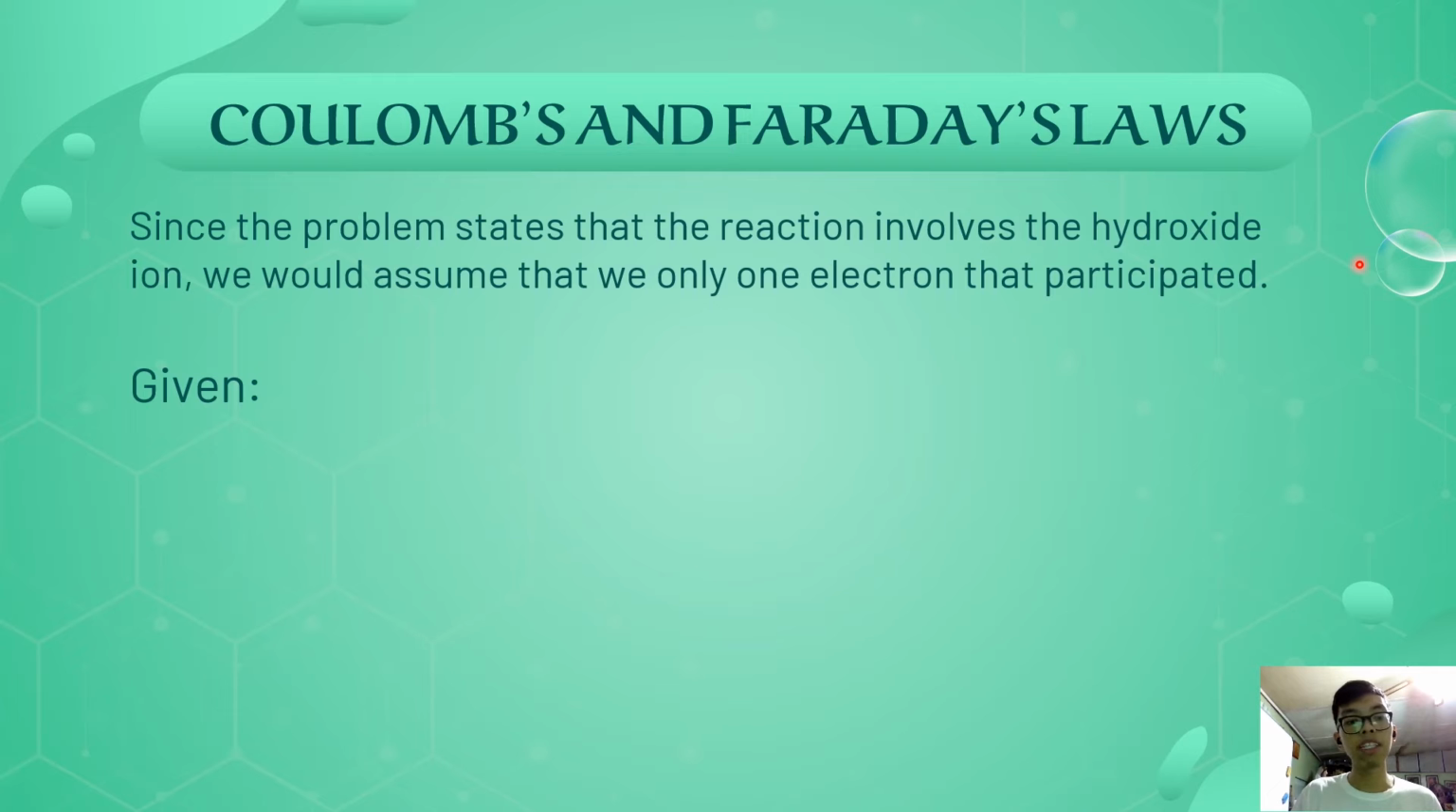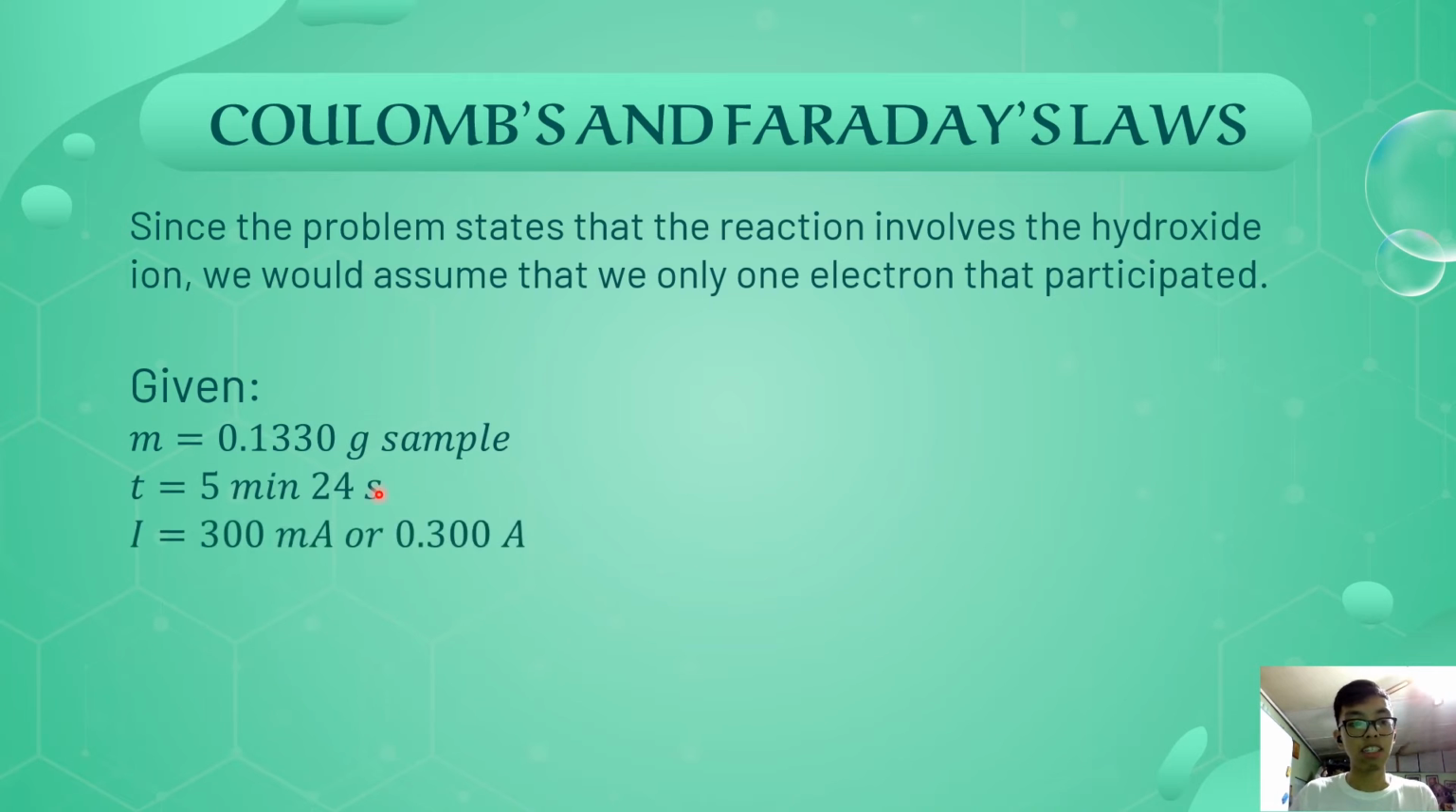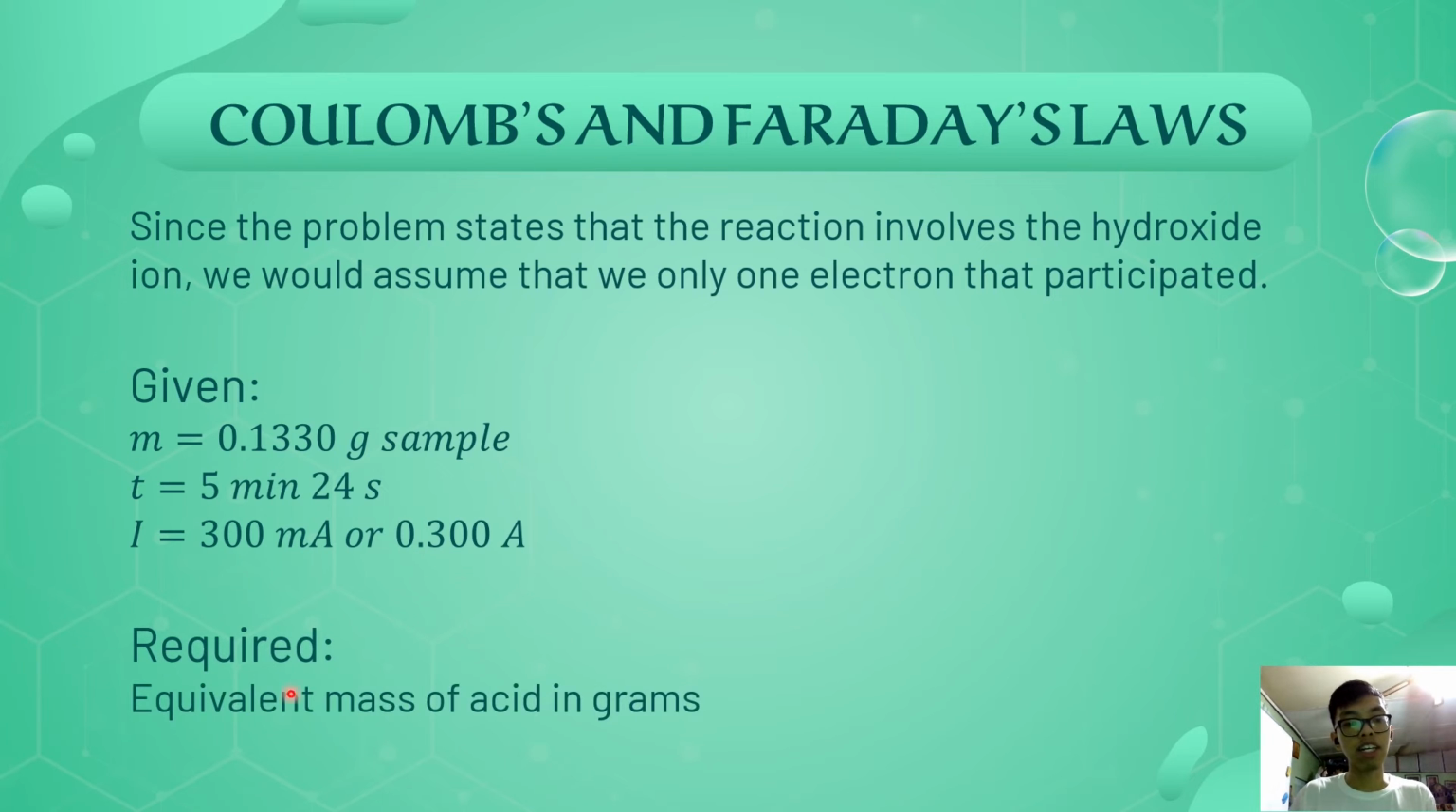So we will be listing the given. We have our mass, our time, and our charge. Our mass, which is 0.1330 grams of the sample. Our time is 5 minutes and 24 seconds. And our charge, which is the current, is 300 milliamperes or 0.3 amperes. The required is the equivalent mass of the acid in grams.